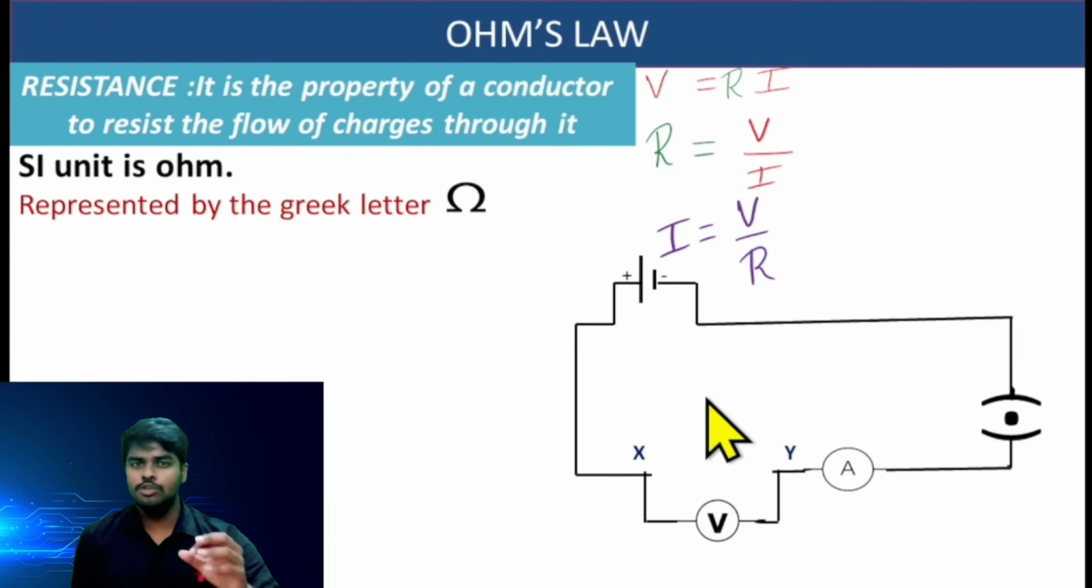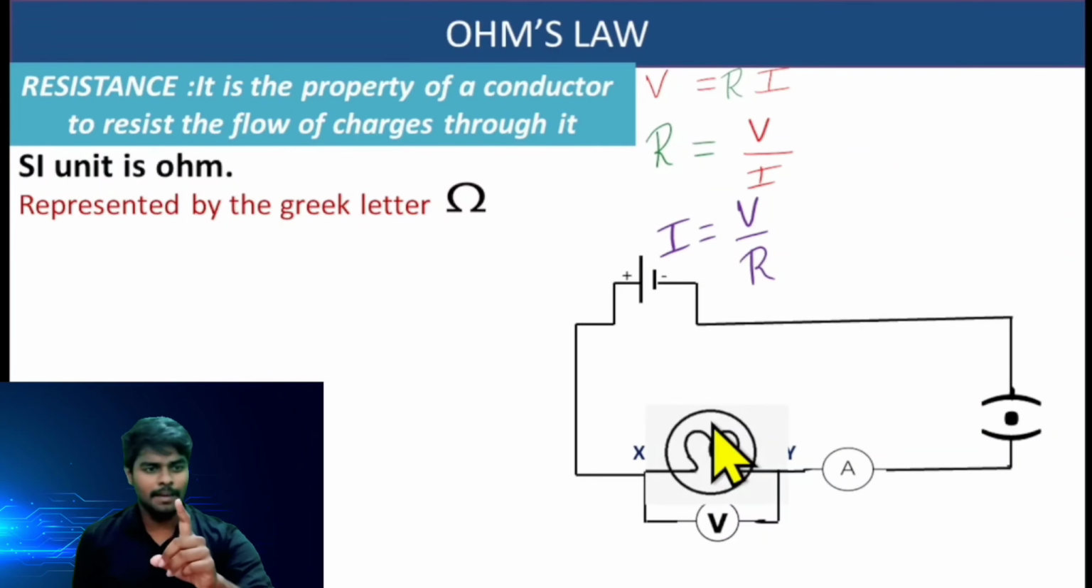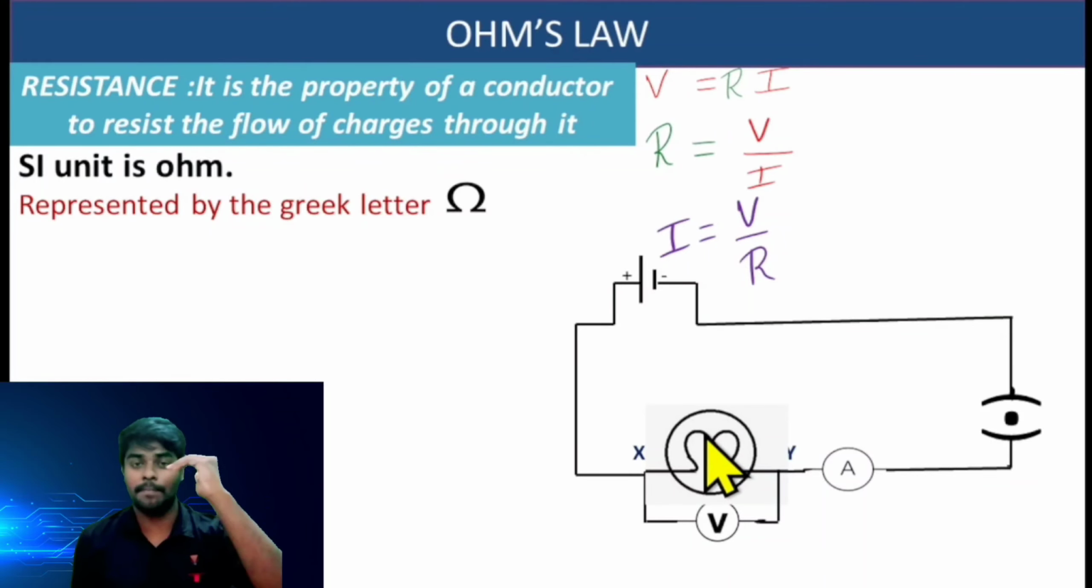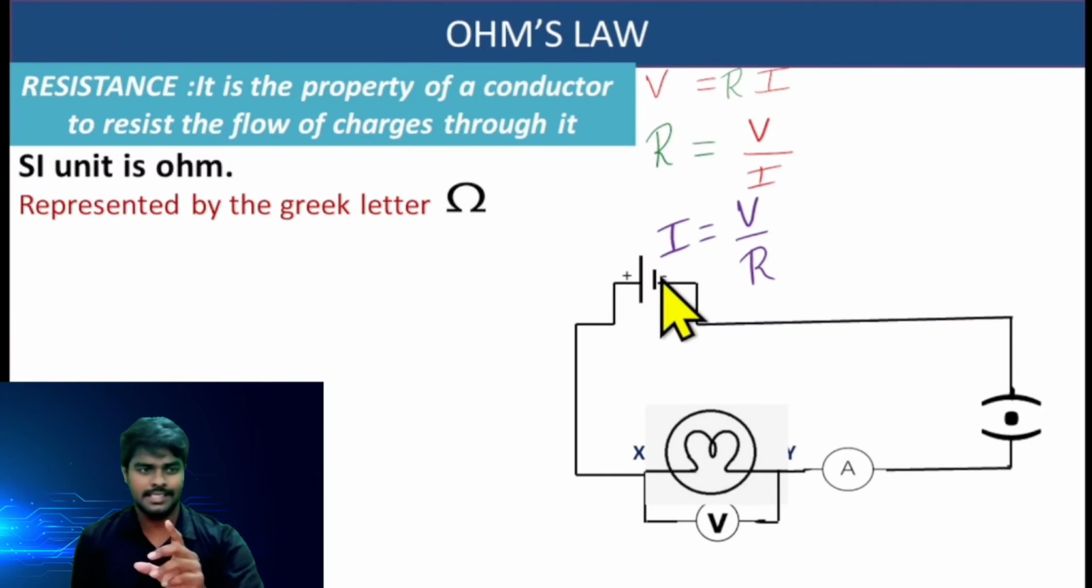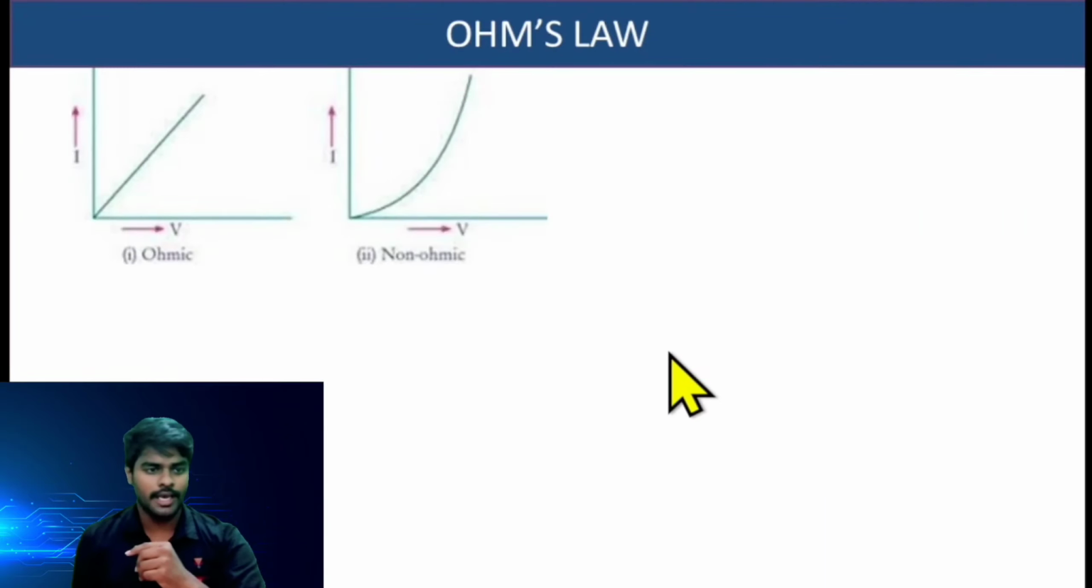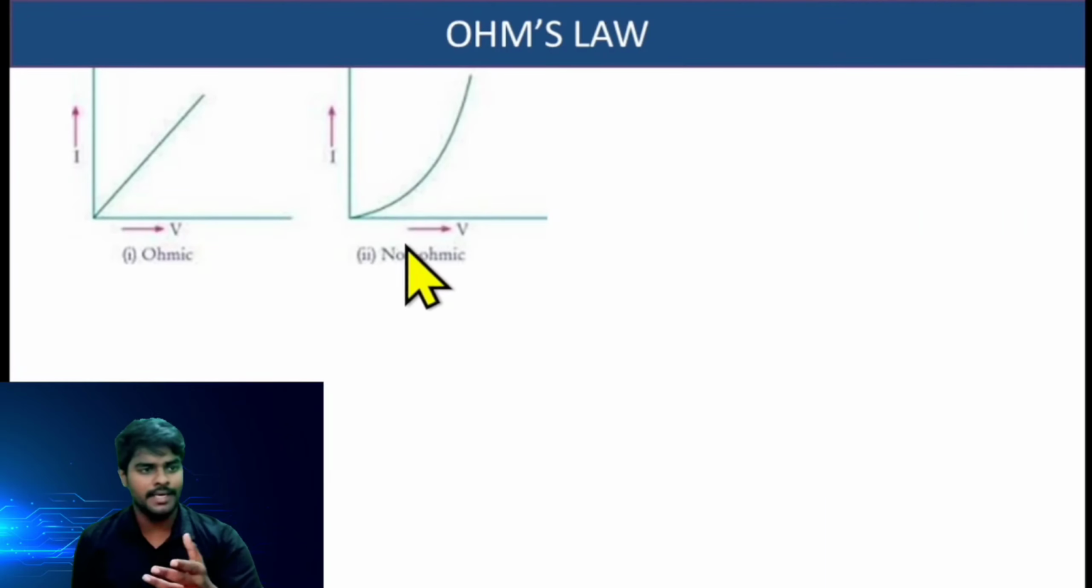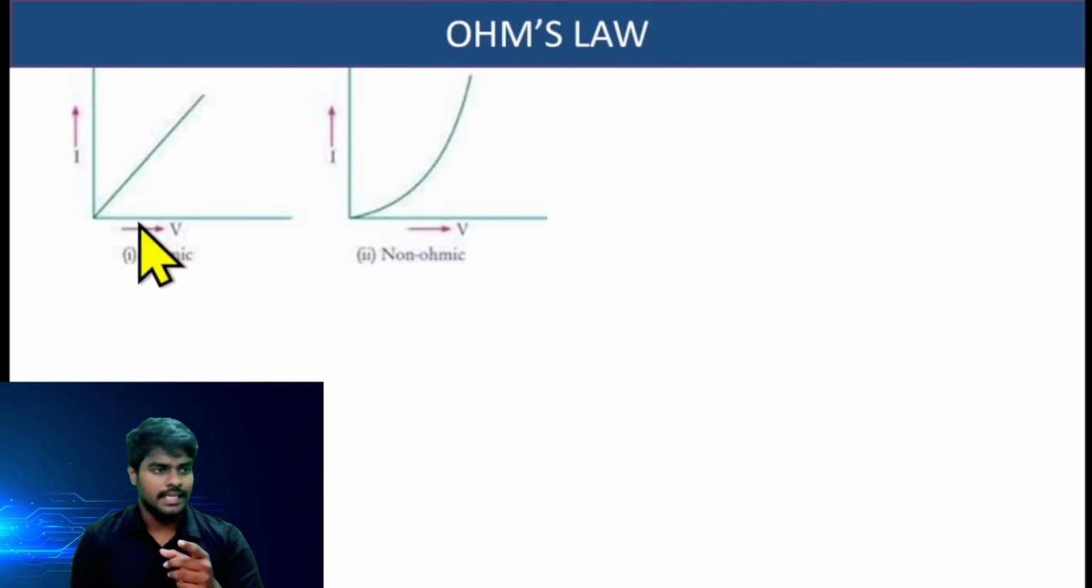Now we have to do a small experiment. In the place of the nichrome wire, there is an LED bulb. Now do the same experiment from part A to part D. Just increase the cells, calculate the voltage and current, and find the ratio V by I. After the experiment, I get a graph like this. This is the graph for the nichrome wire and this is the graph for the LED bulb.